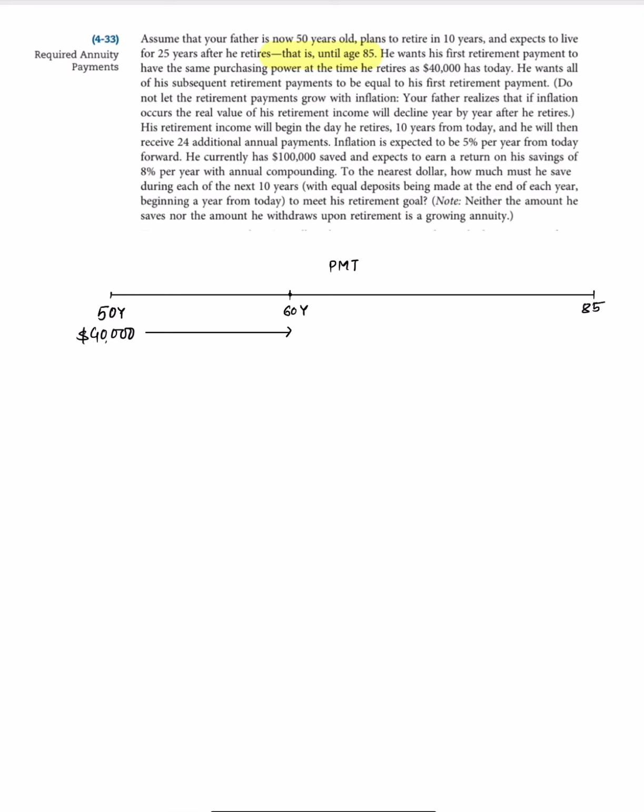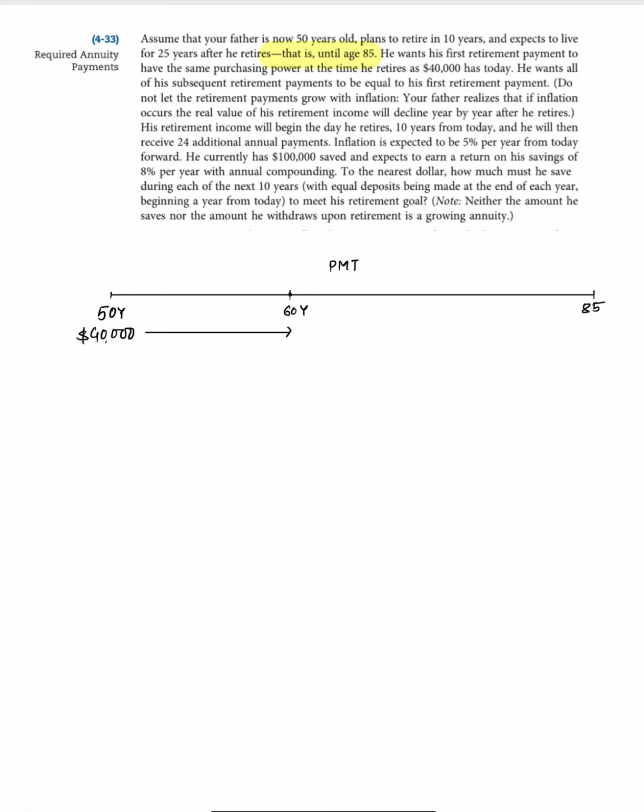The question further states an extra clarification: do not let the retirement payments grow with inflation. That means it is not going to grow from here onwards. Whatever amount he receives is going to be the same across these 25 years. Your father realizes that if inflation occurs, the real value of his retirement income will decline year by year after he retires. It is definitely talking about trying to maintain the same purchasing power. That means he knows that the value of money is going to change across time in terms of its purchasing power as well.